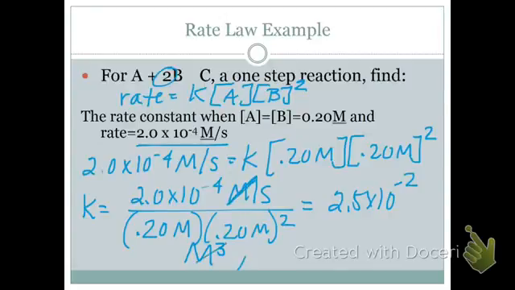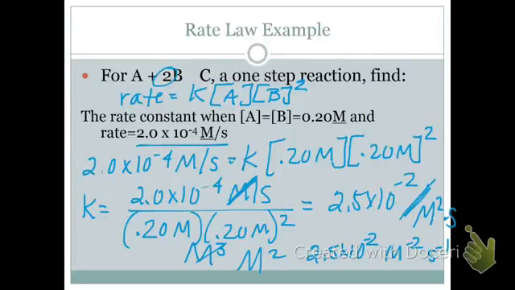M squared. So you can write it like this, M squared times second on the bottom, but oftentimes the way you will see it is M to the minus 2, S to the minus 1, so that they don't have to do that slash. That just means it's supposed to be on the bottom.